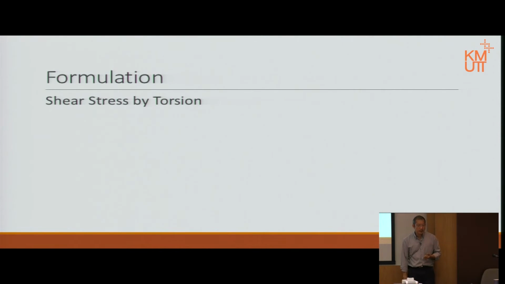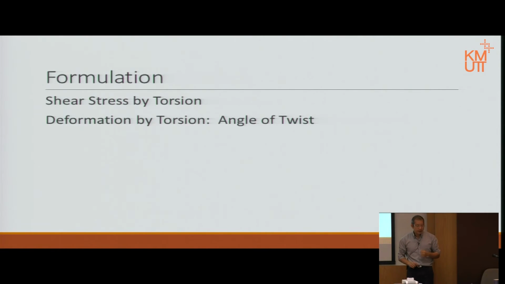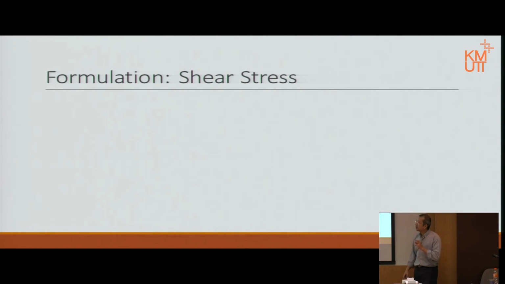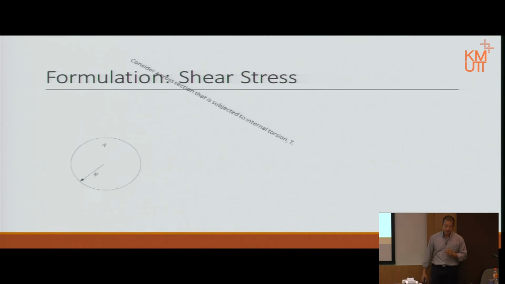Now let's look at the formulation. We look at the two formulations altogether. First, we will look at how we formulate the shear stress caused by the torsion. Then, of course, we look at the deformation caused by the torsion. We are not looking purely at gamma though. We can look at the angle of twist, meaning the change in the angle at different cross sections. Okay, go on. Let's look at the shear stress first.